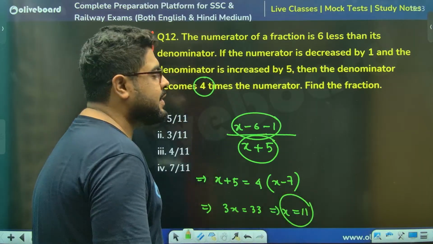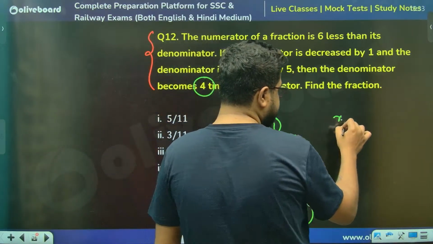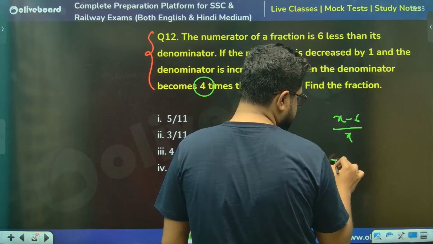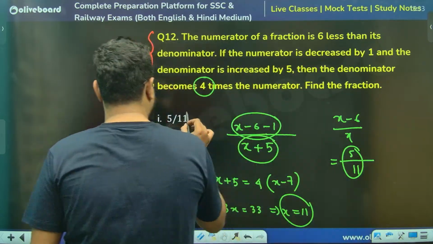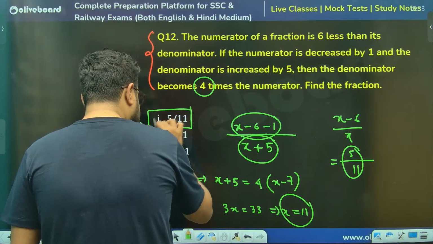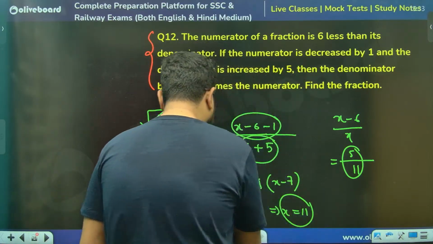So if x is 11, what was the fraction? x minus 6 divided by x. So 11 and 11 minus 6 is 5. That's your answer. Now let me give you one more very simple way, a 1 second way.